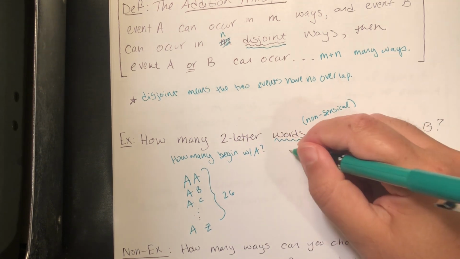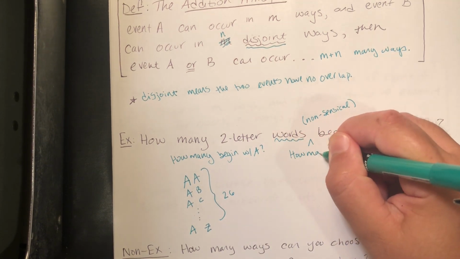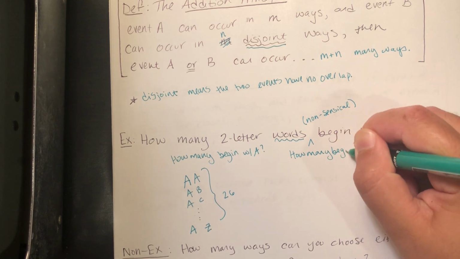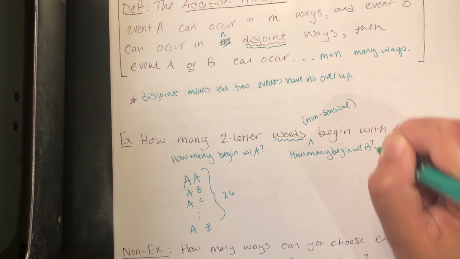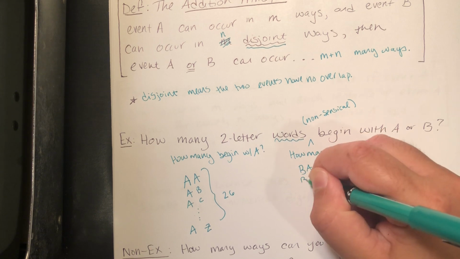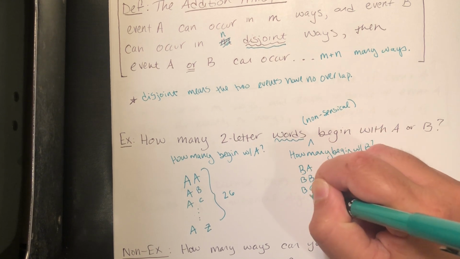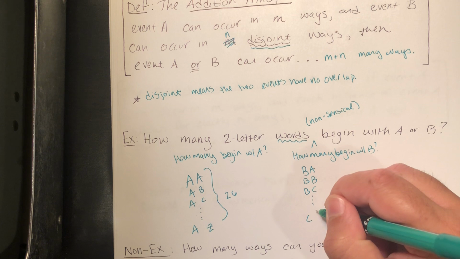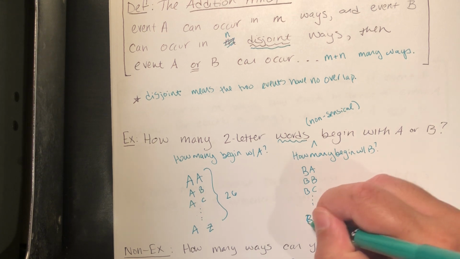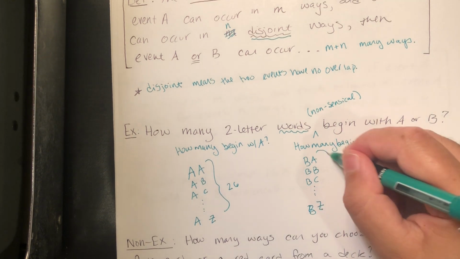Similarly, how many begin with B? Well, you could have BA, you could have BB, you could have BC. Don't want to list them all. But this second spot can be anything from A to Z. Whoops. And so we end up with another 26 options here.